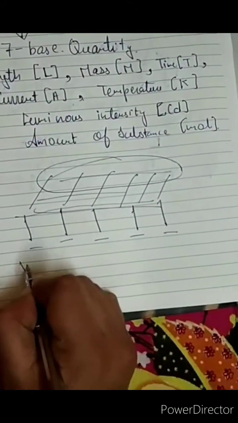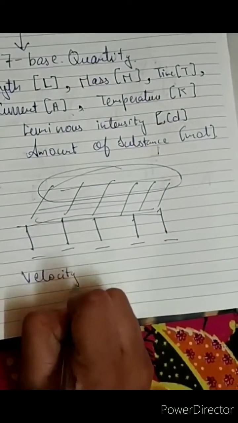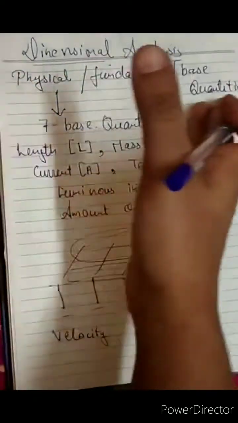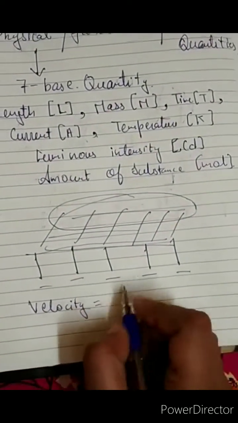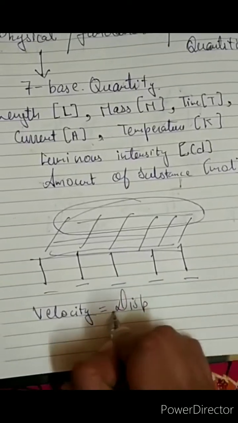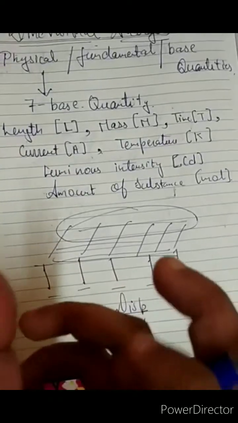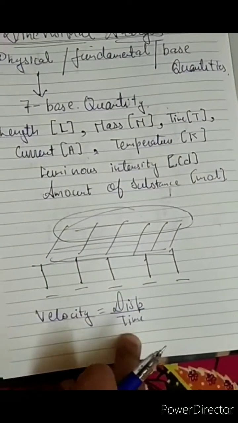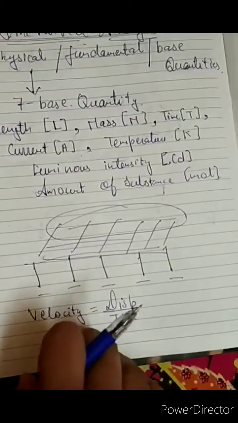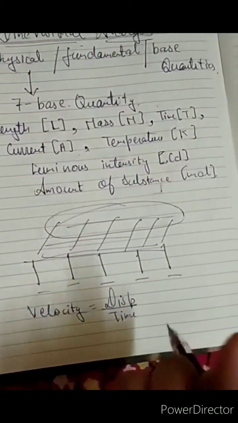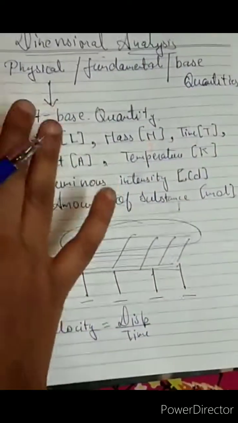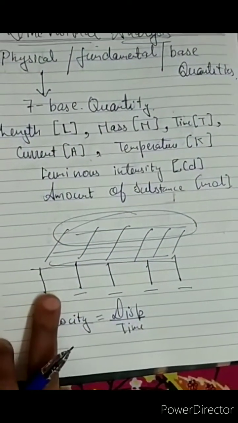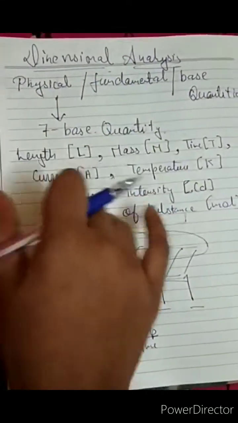Let's take an example. For example, velocity. Now you will ask why velocity is not a fundamental or base quantity. The reason is, what is the formula of velocity? Velocity is nothing but displacement upon time. Am I correct? Look, time is my fundamental quantity. This is my main base pillar. I need this pillar. I cannot use other variables for time. Time is time. I need a separate pillar for time. I need a separate pillar for my length.